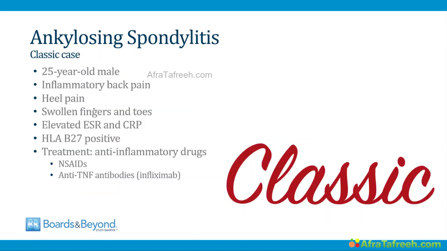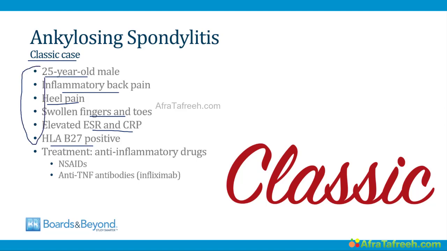So ankylosing spondylitis is very rare, but for your board exams, you want to know what a classic case looks like so you can recognize it. So it's probably going to be a young male about 25 years of age who has inflammatory back pain, heel pain, and swollen fingers or toes. The ESR and CRP may be elevated. They may tell you the patient is B27 positive. And all of these things represent classic findings in ankylosing spondylitis. And then the treatment is with anti-inflammatory drugs like NSAIDs or anti-TNF antibody drugs like infliximab.